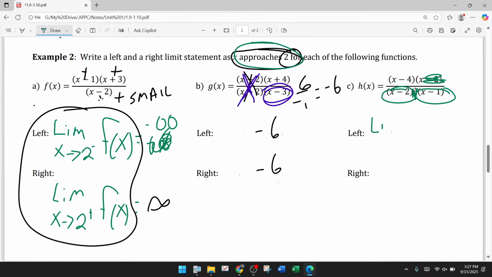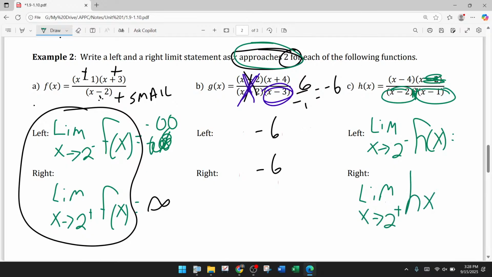So the left limit as x approaches 2 from the negative side of h of x. How about that fancy looking thing? And then the limit as x approaches 2 from the positive side of h of x, okay? So again, let's just plug in 1.99999. So 1.99999 gives me a negative up here, 1.99999 gives me a negative down here, and then 1.99999 gives me a positive up here. Okay?